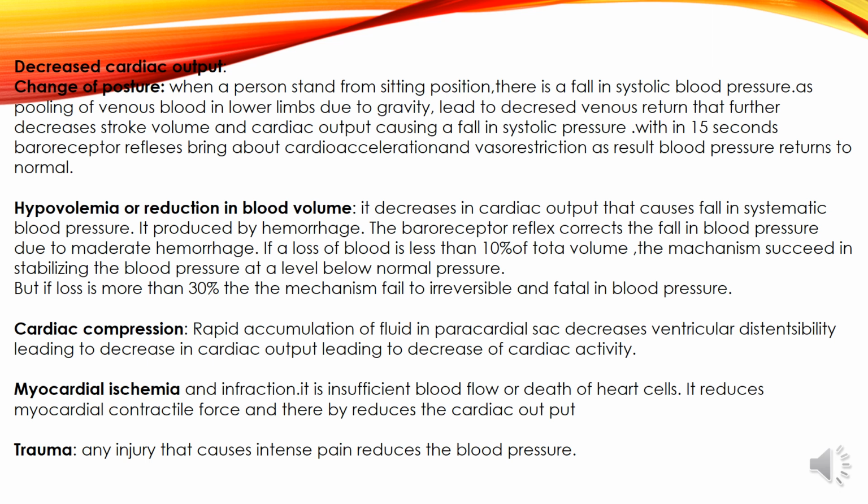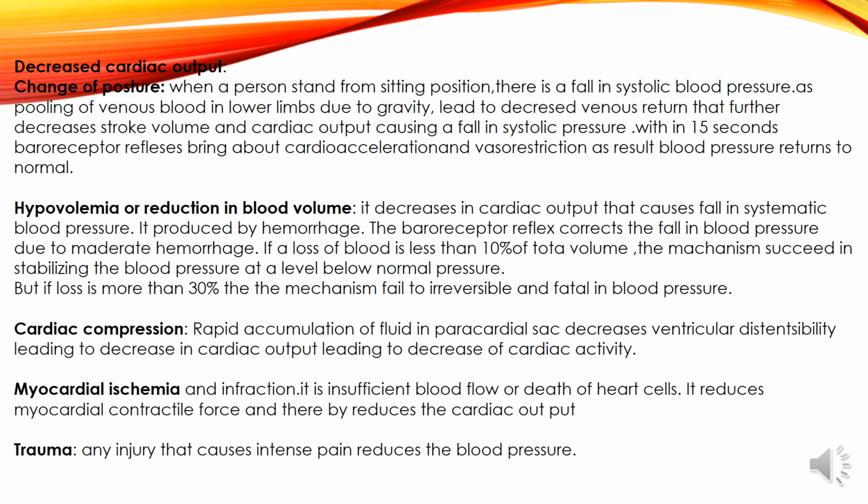So how will you justify decreased cardiac output? What are the different reasons? Change of posture. When a person stands up from a sitting position, there is a fall in systolic pressure because of pooling of venous blood in the lower limbs due to gravity. It leads to decreased venous return that further decreases the stroke volume and cardiac output, causing a fall in systolic pressure within 15 seconds. Baroreceptor reflexes bring about cardioacceleration and vasoconstriction. As a result, blood pressure returns to normal.